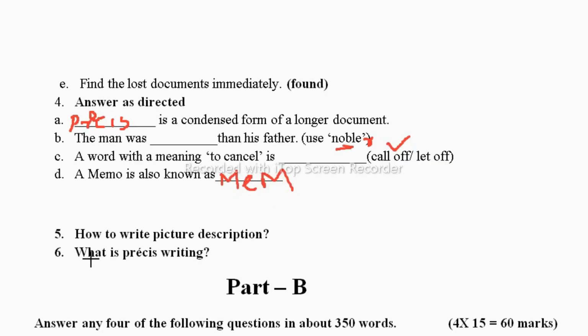Now next two questions, how to write picture description. Here they would ask you a question that how you will write the picture description. So you need to write in detail that first of all you will observe the picture and you will write the minor details and all in your own words. You can write half a page, that is enough for 4 marks.